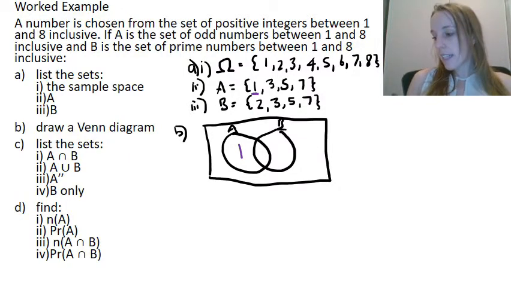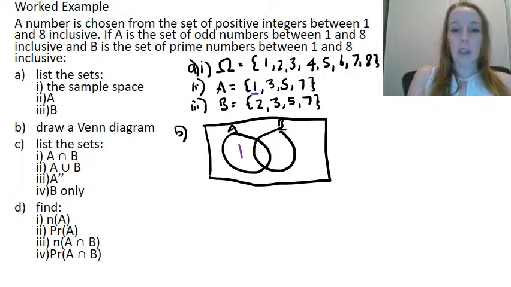Next is our intersection there, so which numbers are found in both A and B. If we look at both of those, we've got 3, 5, and 7. Those 3 numbers are found in both, so we'll put a 3 here because there's 3 numbers.